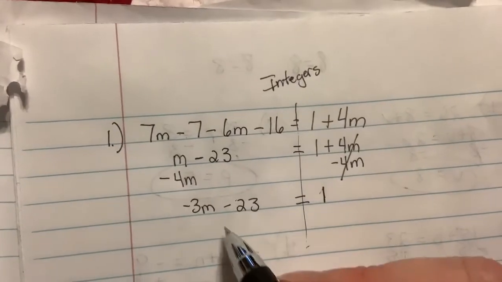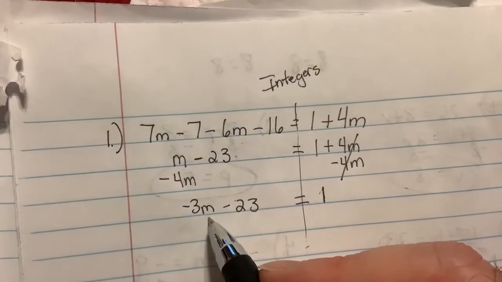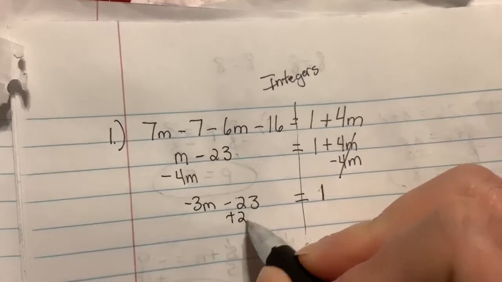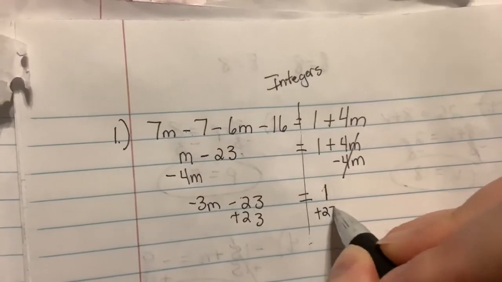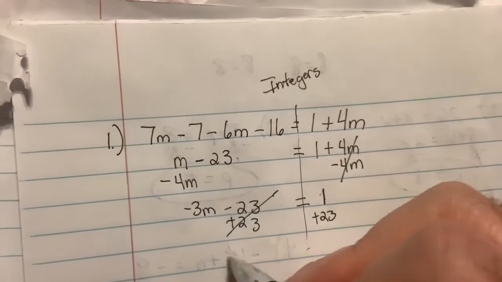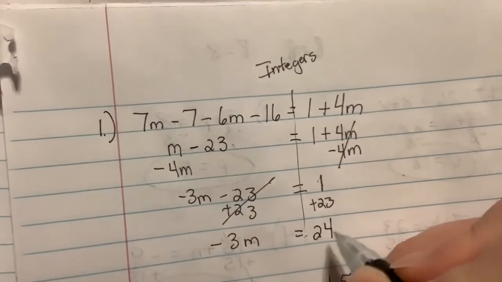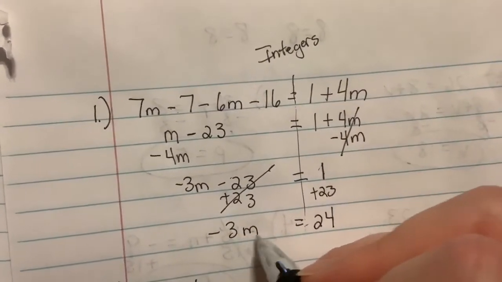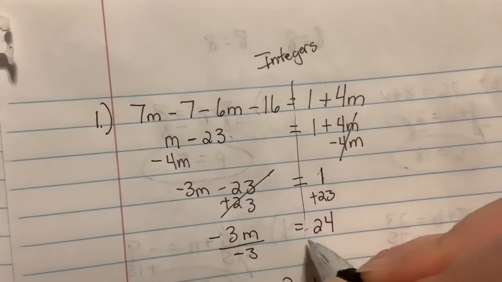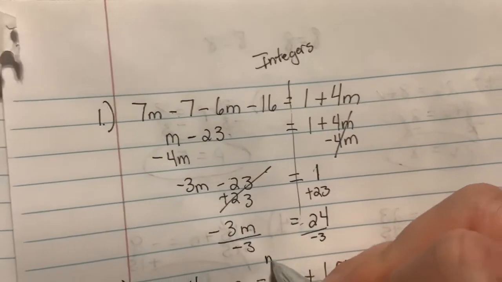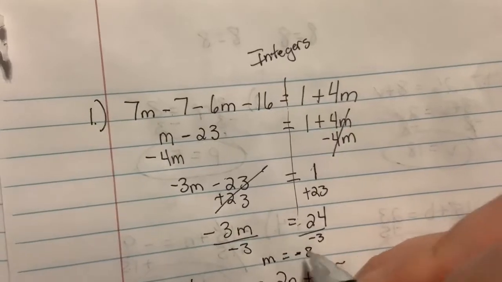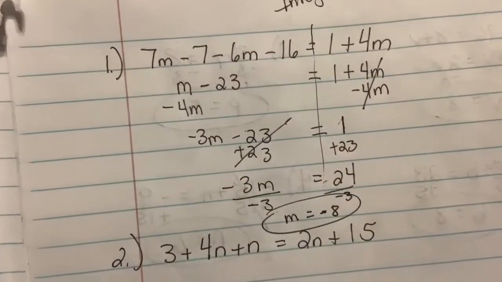Okay? Now we need to isolate this variable. We're going to add 23. Add 23. That cancels that out. We get 24. And then the last thing, instead of multiplying by negative 3, we're going to divide by negative 3. And we get m is negative 8. Okay?